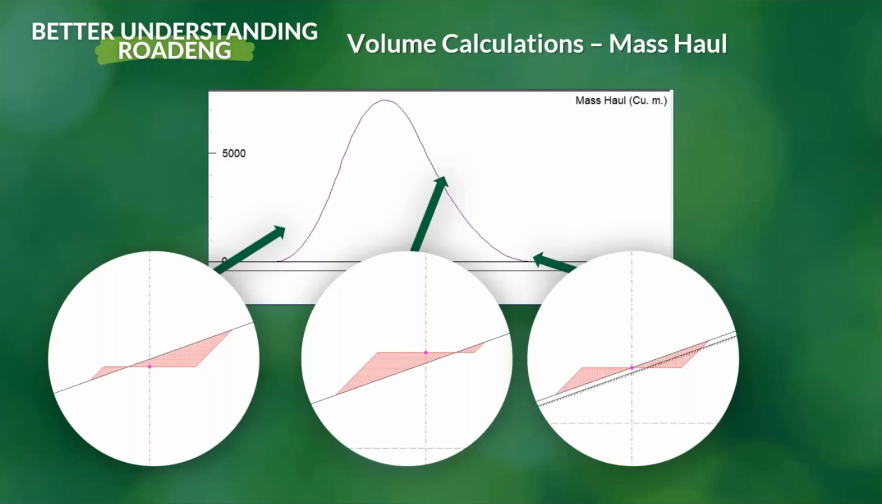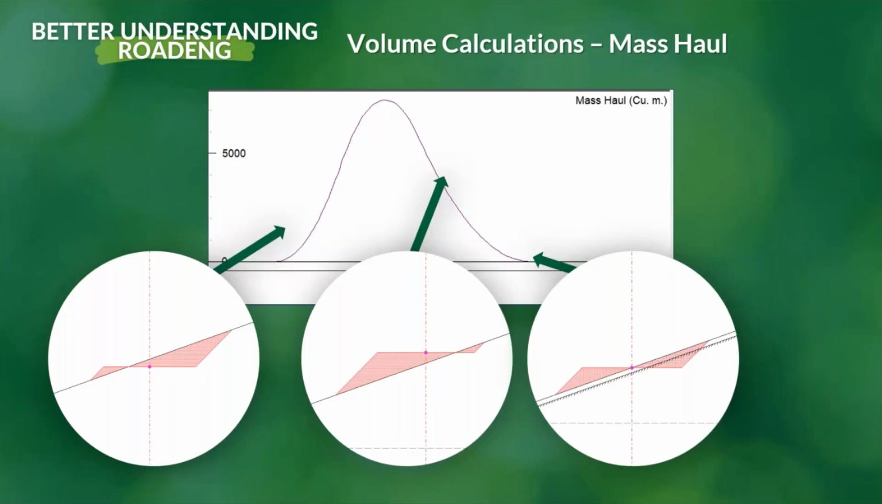In quickly explaining this graphic, on the left side we start off with a cross section that is predominantly in cut. When we're in cut, our mass haul is going to rise. As we move more to the center, you can see that we're now predominantly in fill. When we are in fill, the mass haul is going to start to fall. And when you have a more equal or balanced cross section, the mass haul flattens.